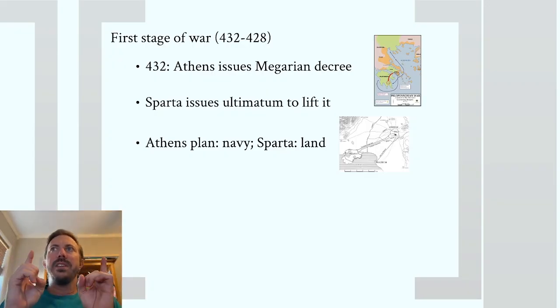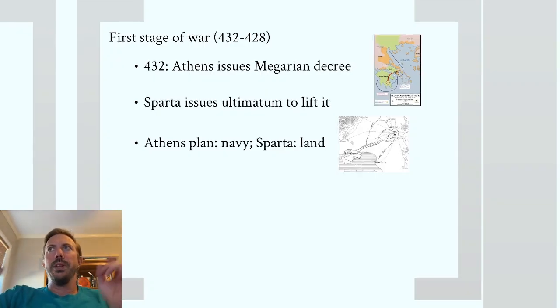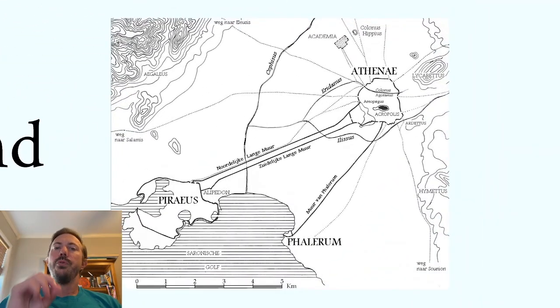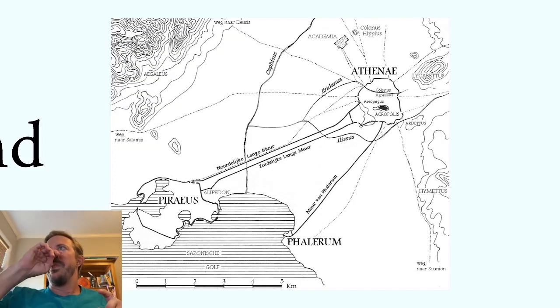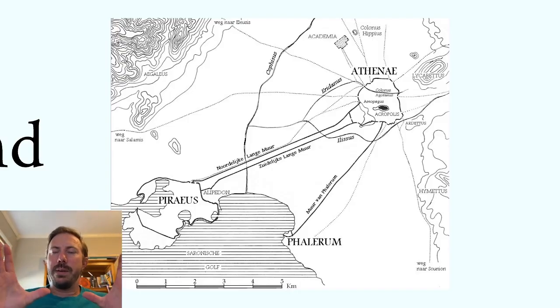So Athens develops a plan to rely on their navy through the use of these long walls which connect Athens and the Piraeus. So let's think a little bit about how Athens is set up. Here is the city, and a bunch of people live inside the city. But a bunch of Athenians live outside of the city on farms. Okay?